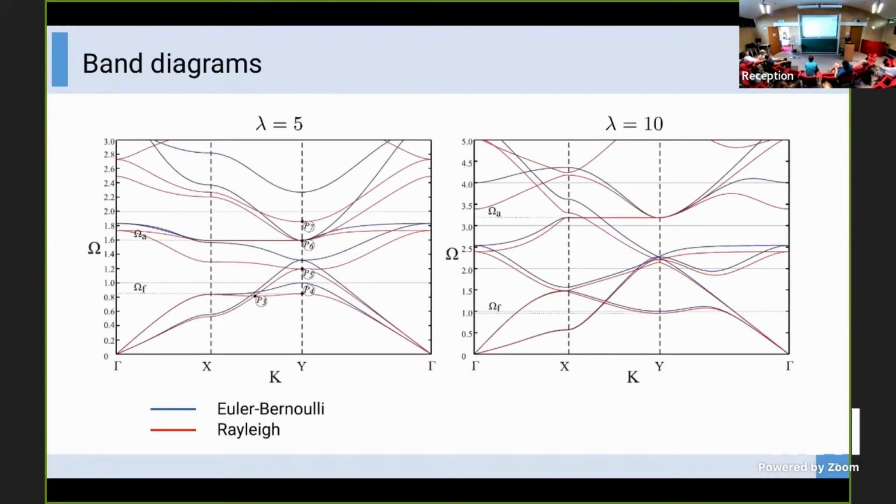This maybe is more evident from the band diagrams, which are plotted here for the first three zones. Here, blue lines are for the Euler-Bernoulli beams and red lines for Rayleigh beams. And you see that the effect of rotational inertia is a lowering of the bands for any frequency. But this is more evident at high frequency. At low frequency, you see the curves are practically the same.